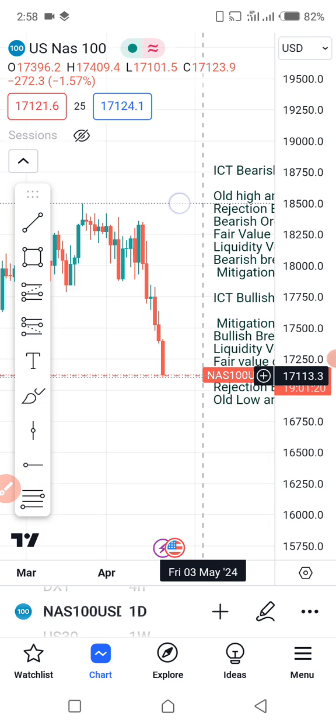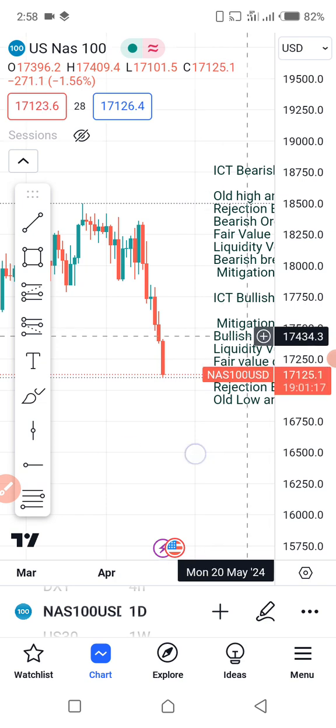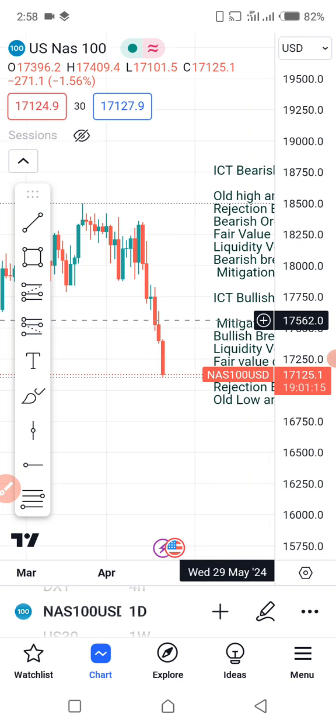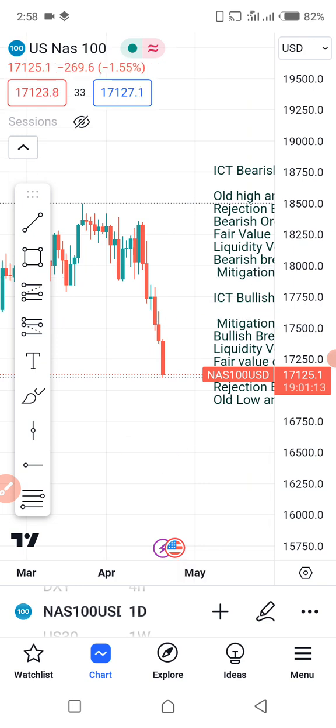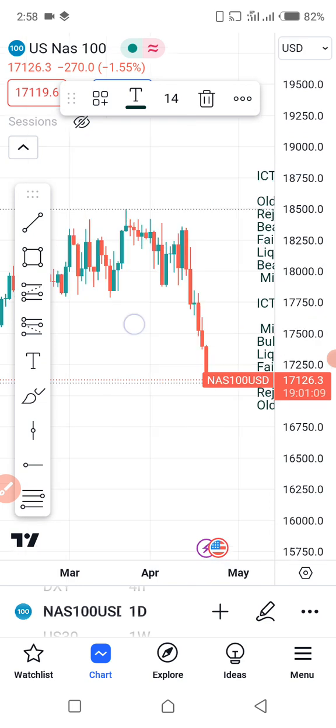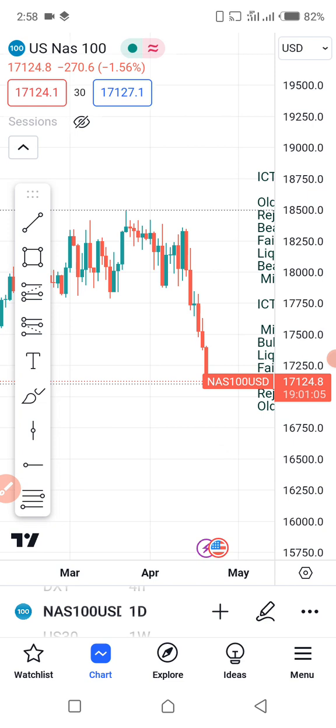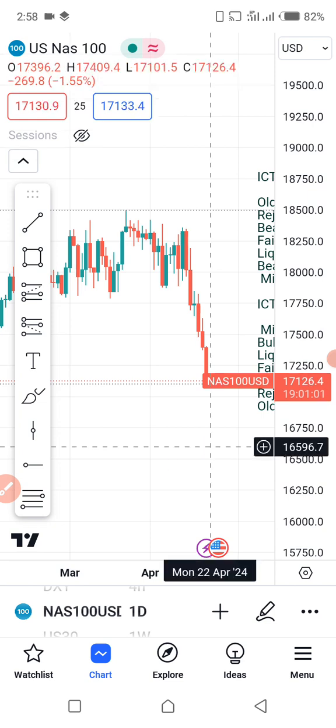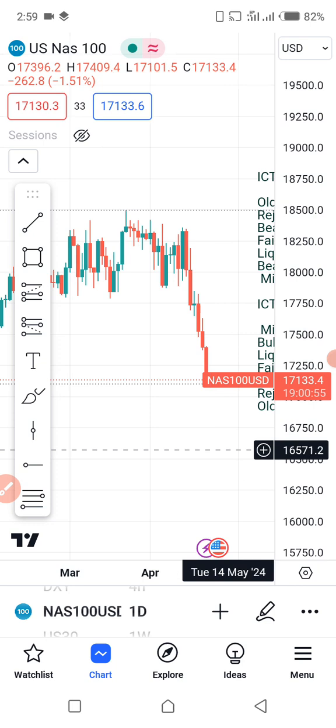You can see that when the market was in an uptrend, you see the market trading back down into bullish PD arrays, going up and targeting bearish PD arrays.